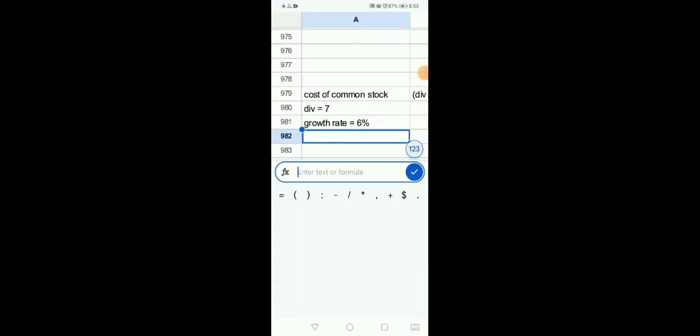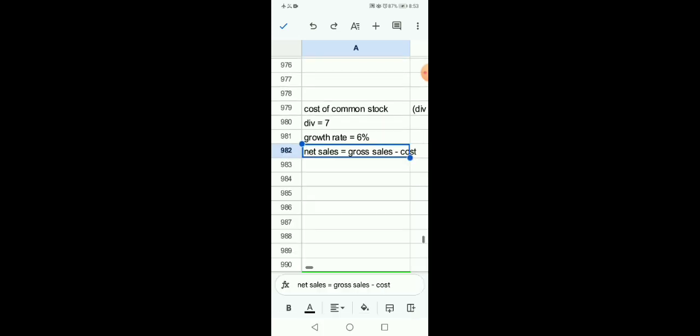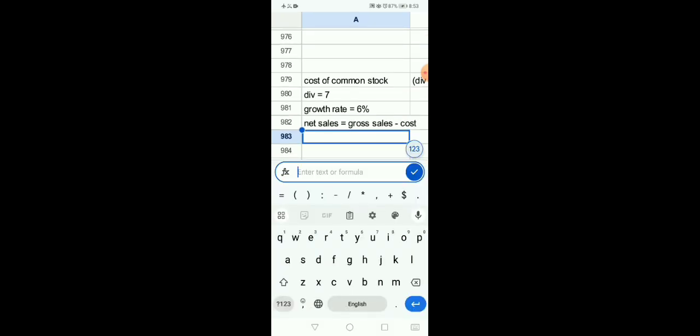Or how would we calculate net sales? For this you need gross sales, and you will subtract any sort of cost while issuing your common stock. If there is any cost, you will subtract. Gross sale, as you know that he had mentioned, it is 90. Yes, here current selling is 90. This is your gross sales.